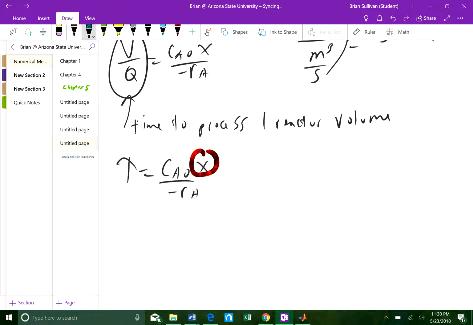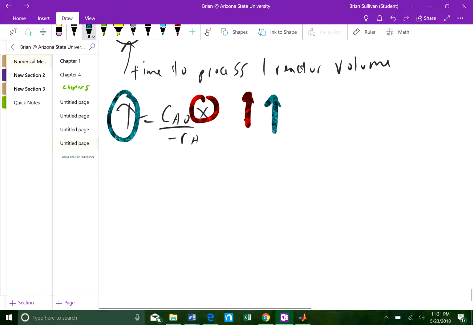Then what you're going to see is, as X goes up, tau has to go up. Really, the way to look at it is that as the space-time goes up, you let the material spend more time in the reactor, and the conversion has to go up. So that's what the space-time means.